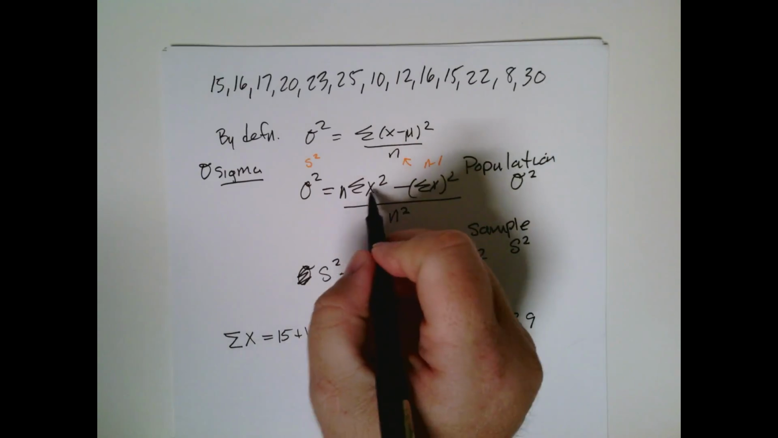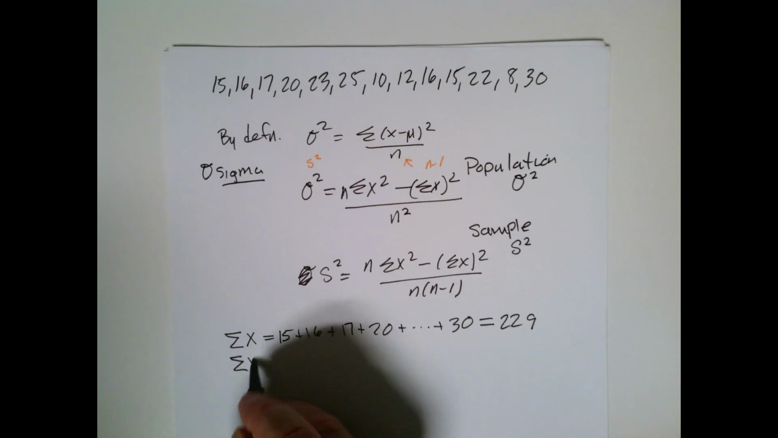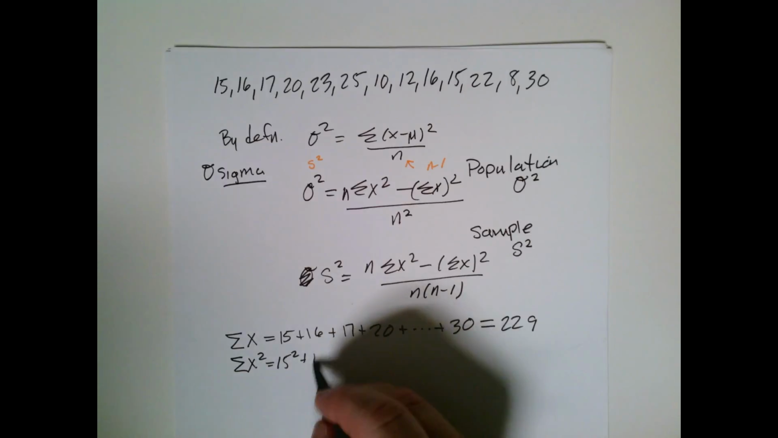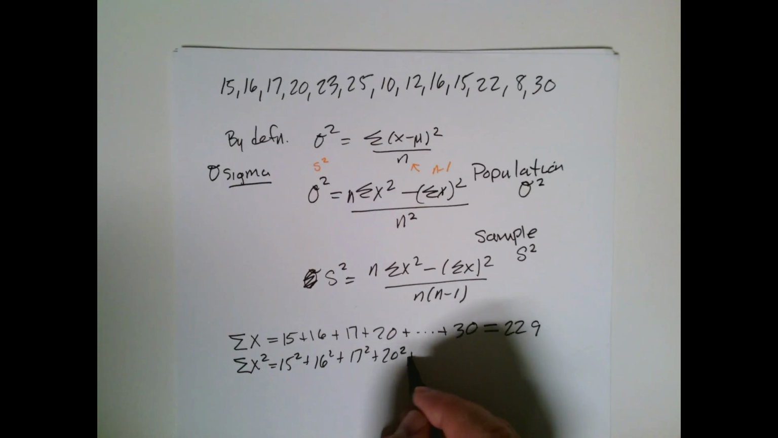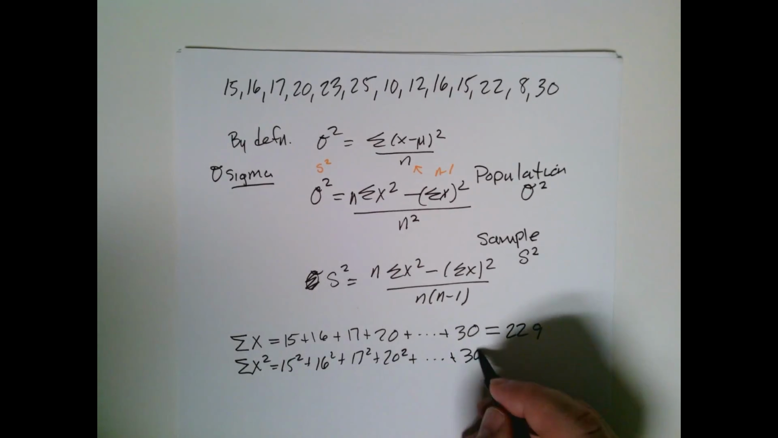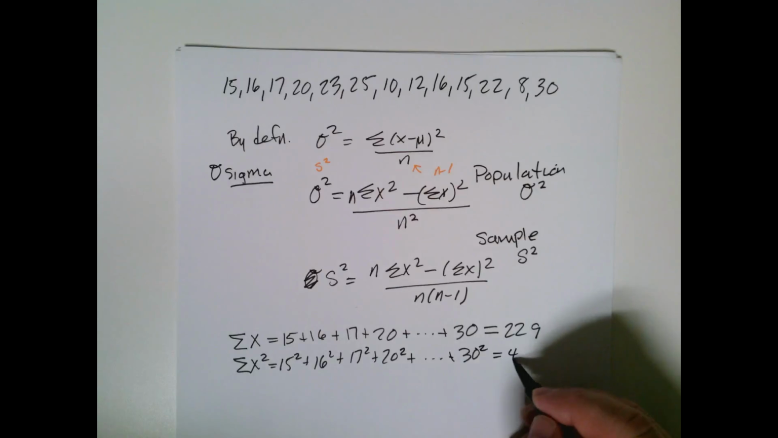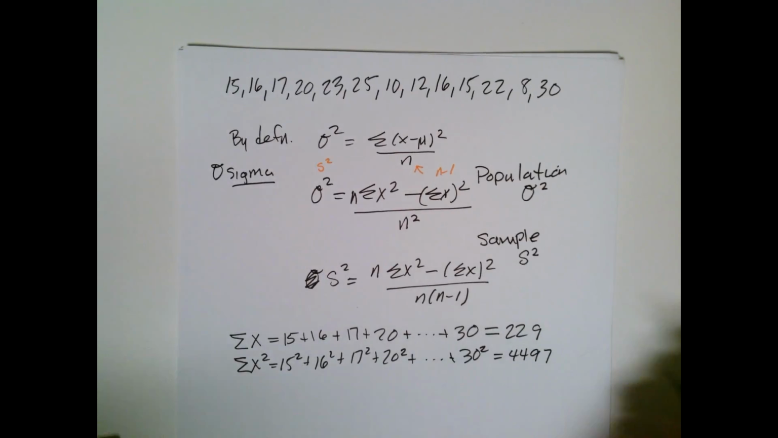Alright, so this other symbol, these are different. The key here is that you square the numbers first. So we get x squared, which from writing it down, they look almost alike. You just square each one of them separately, and you add them all up this way. And of course, when we do that, we get 4,497.